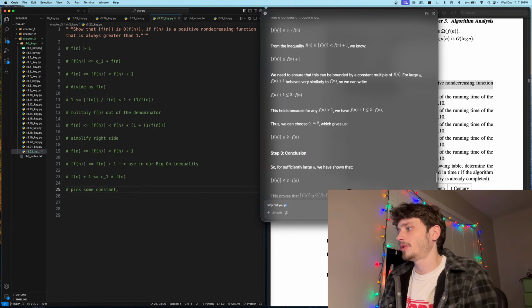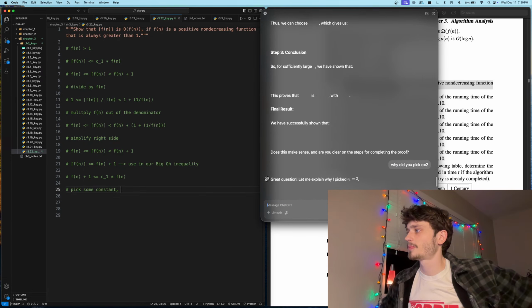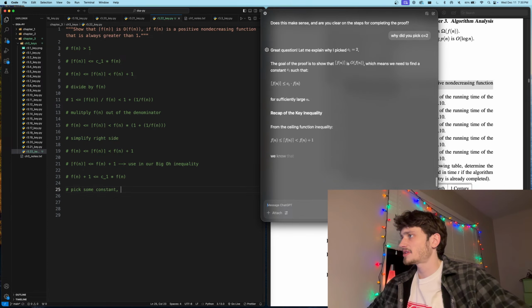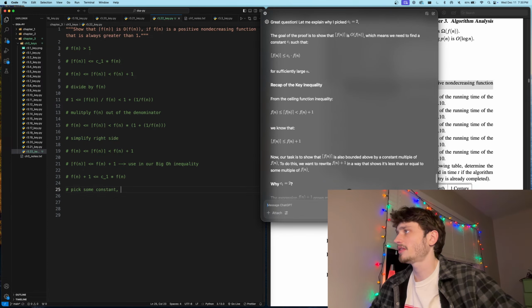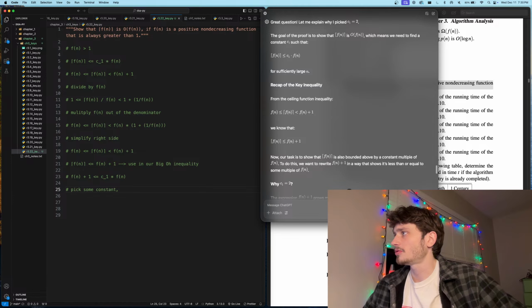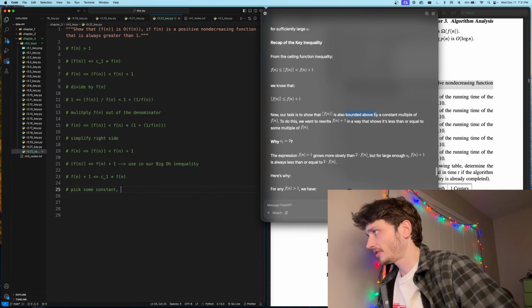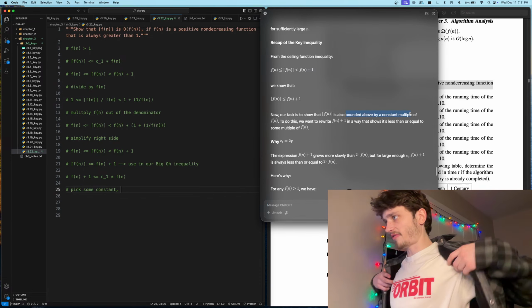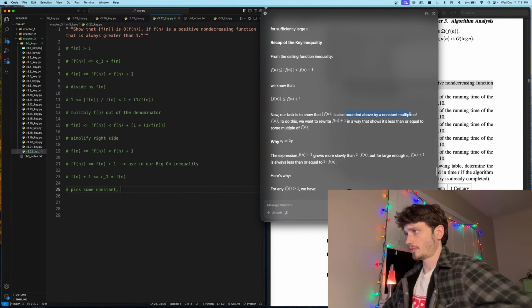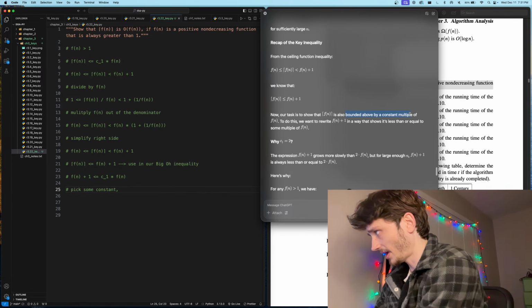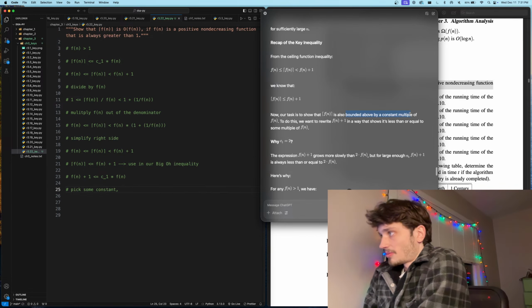Why did you pick c equals 2? Good question. Let me explain why we picked c equals 2. The goal of the proof is to show that the ceiling of f of n is O of f of n, which means that we first need to find some constant c1 to make this true. Recap. Now our task is to show that the ceiling of f of n is also bounded above by some constant multiple of f of n. To do this, we want to rewrite f of n plus 1 to show it's less than or equal to some multiple of f of n.